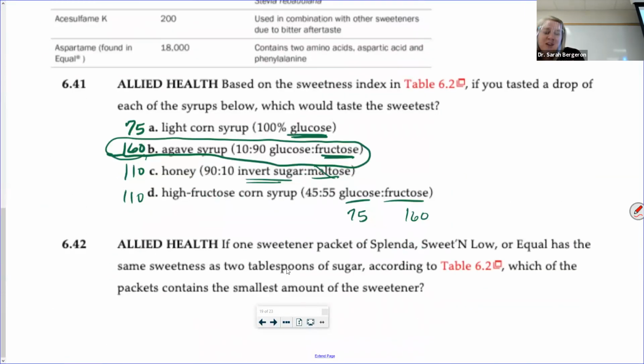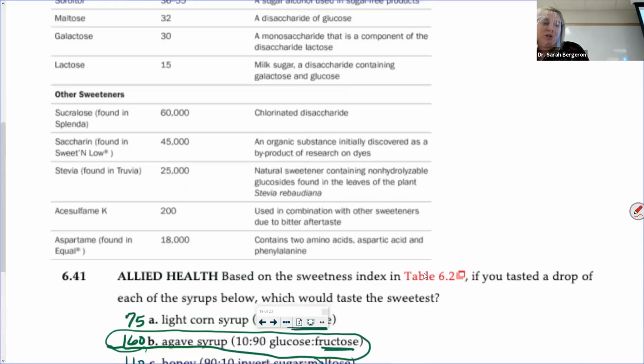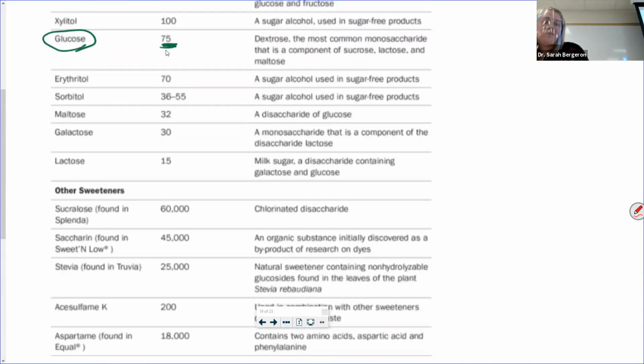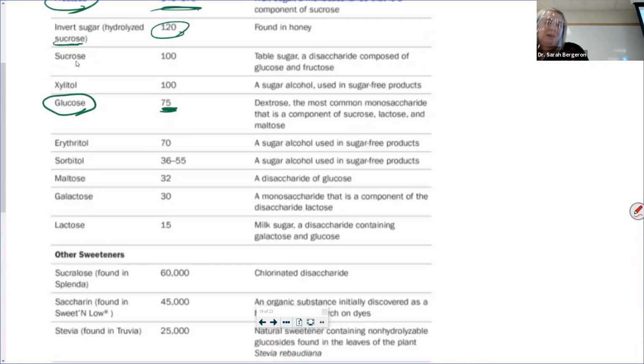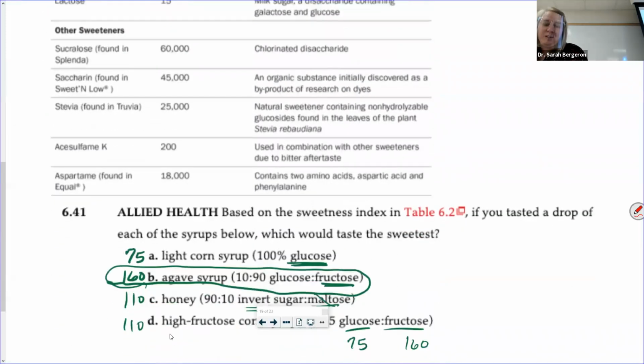Okay, so if we come down, let's see. If one sweetener packet of Splenda, Sweet'N Low, or Equal has the same sweetness as 2 tablespoons of sugar, according to our table up above, which of the packets contains the smallest amount of sweetener? Now, each of your individual artificial sweeteners are sweeter than normal sugars, right? So we set sucrose to 100%. Here's sucrose, 100. These are off the chart. Splenda, Sweet'N Low, and stevia, all off the chart. Orders of magnitude sweeter, right?